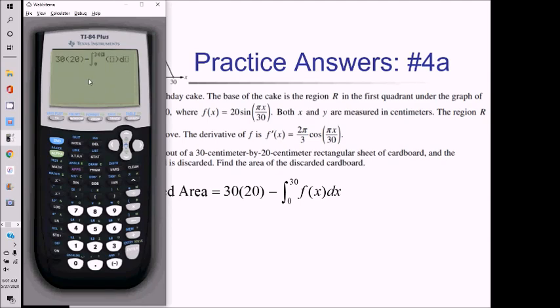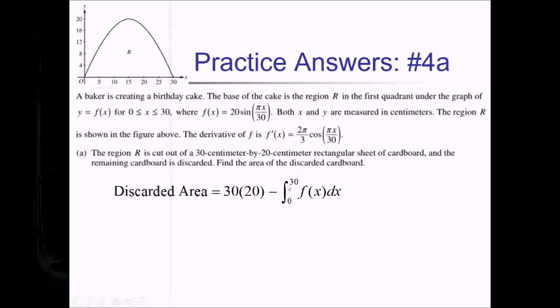So here's what I wrote so far off camera. I have my 30 times 20 minus math 9 for integral. We're going from 0 to 30. And again, I stored f of x as y1, so alpha trace y1. And then I'll put a dx in there. Press enter, and that comes out to about 218.028. And since the units are measured in centimeters, this is going to be square centimeters.